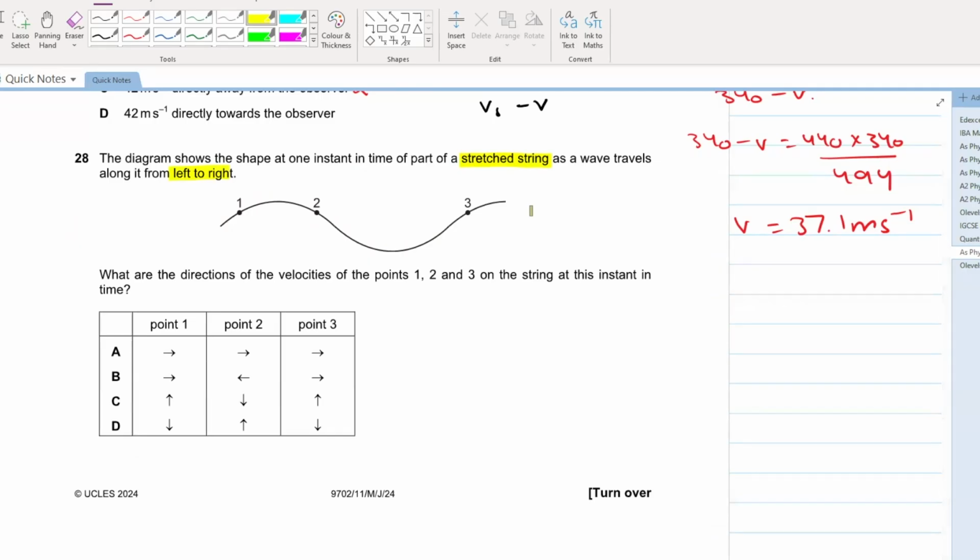What are the directions of the velocity at points 1, 2 and 3 on the string? How will you calculate it? Whenever you have to calculate the direction of movement at any point on the wave, what do you do? You make an imaginary line through that point, and you replicate the wave that is on the back side.